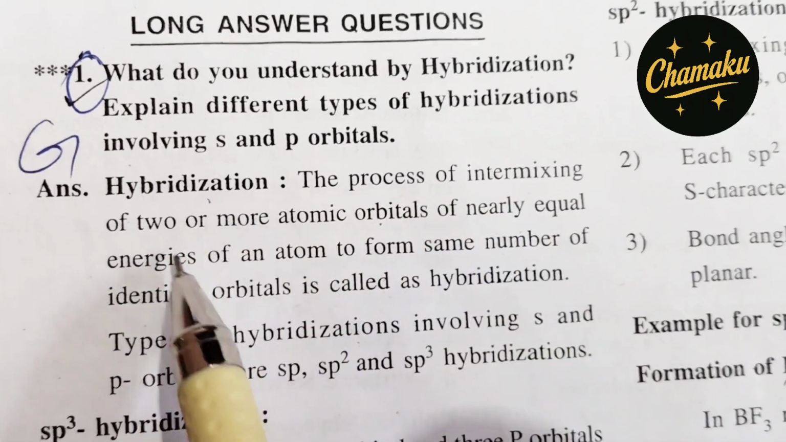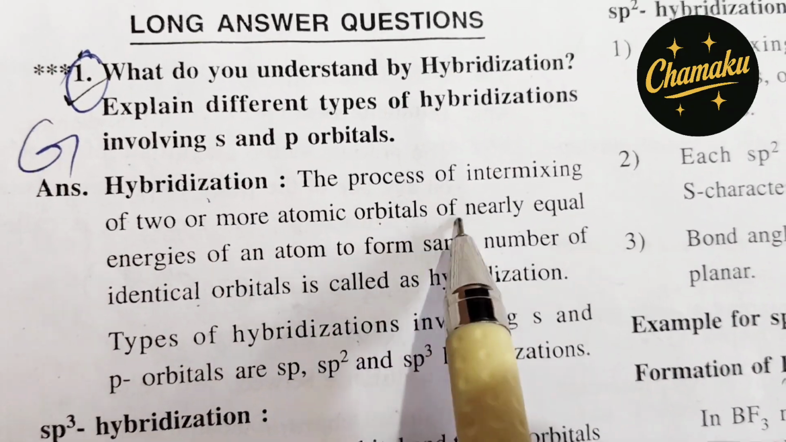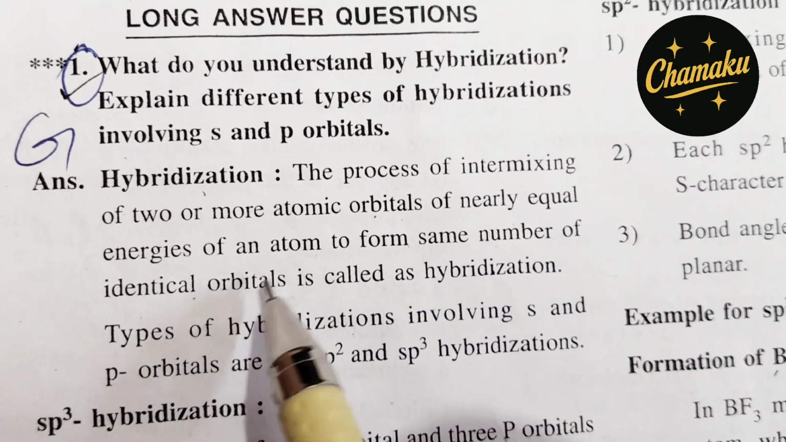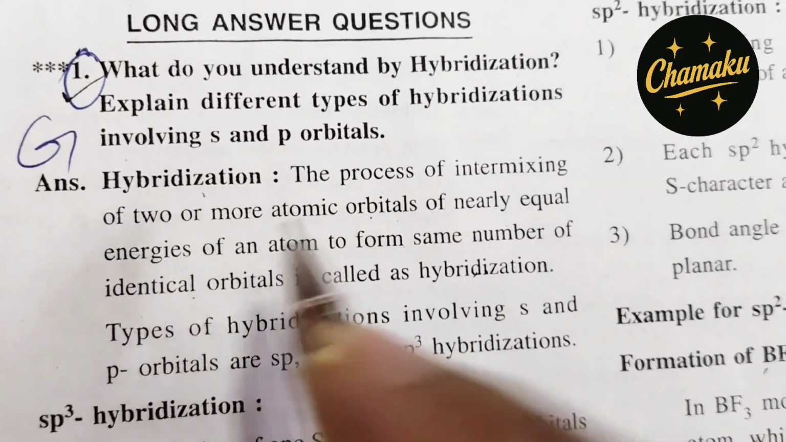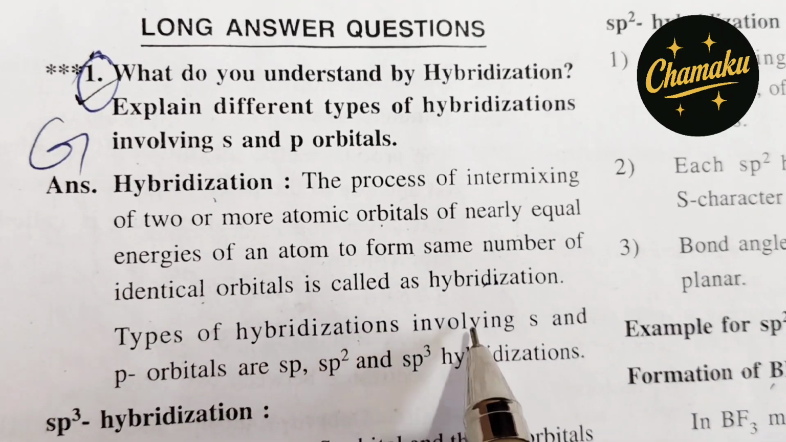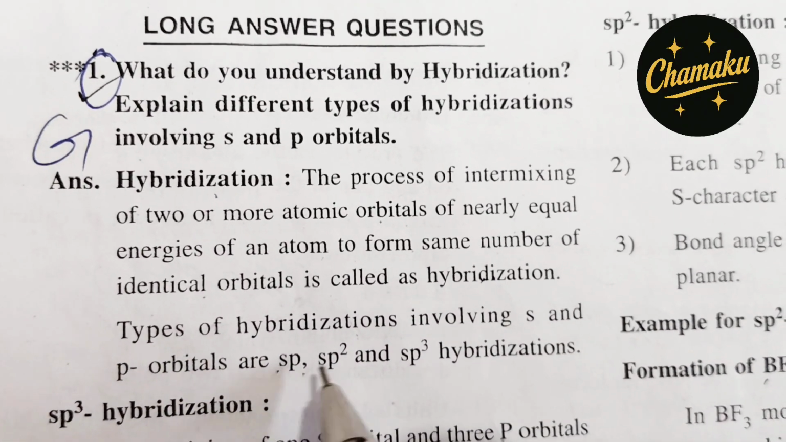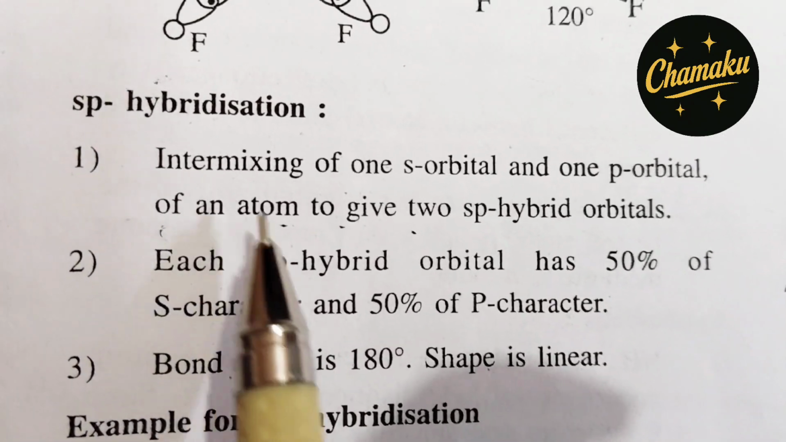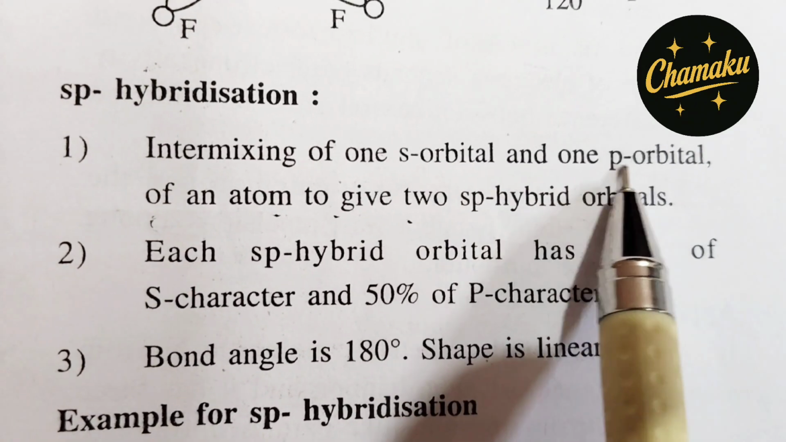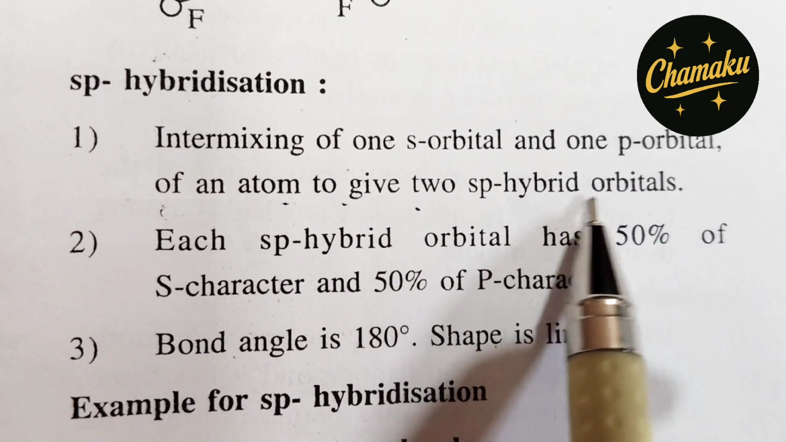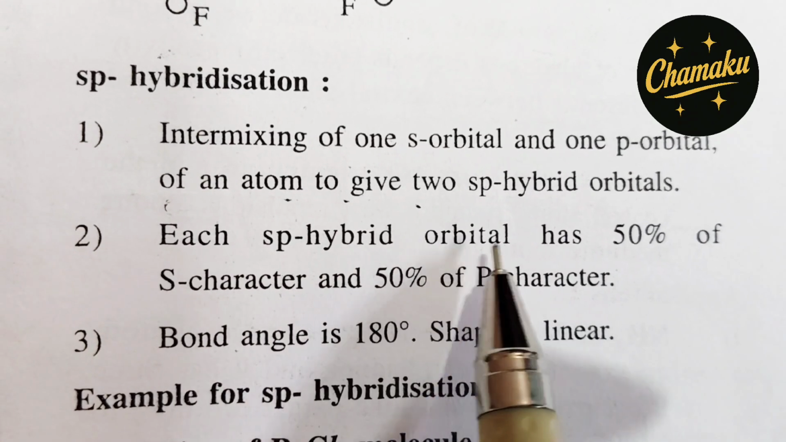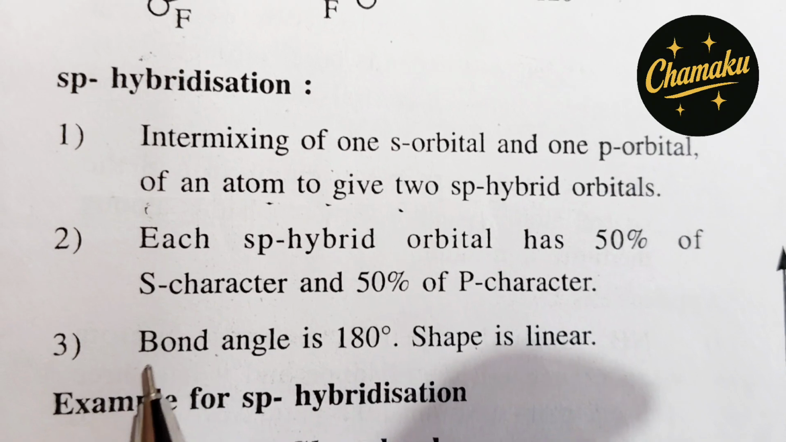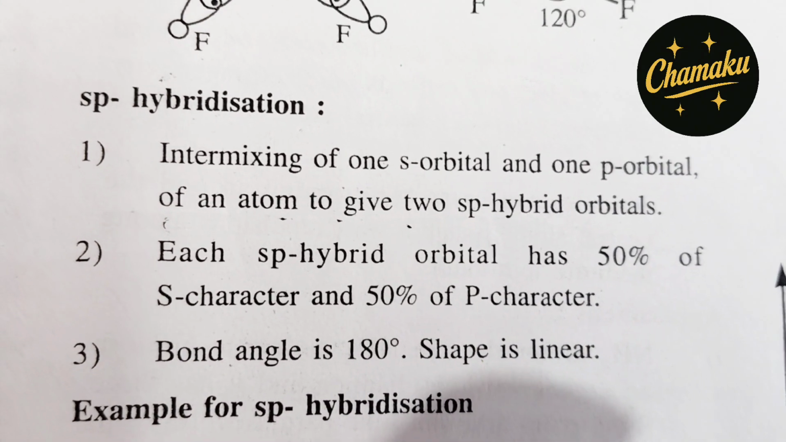The process of intermixing of 2 or more atomic orbitals of nearly equal energies of an atom to form the same number of identical orbitals is called hybridization. The types of hybridizations involving s and p orbitals are sp, sp2 and sp3. In sp hybridization, one s orbital and one p orbital of an atom intermix to give 2 sp hybrid orbitals. Each sp hybrid orbital has 50% s character and 50% p character. Bond angle is 180 degrees, shape is linear.